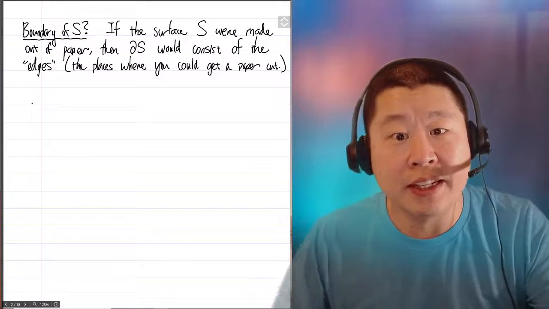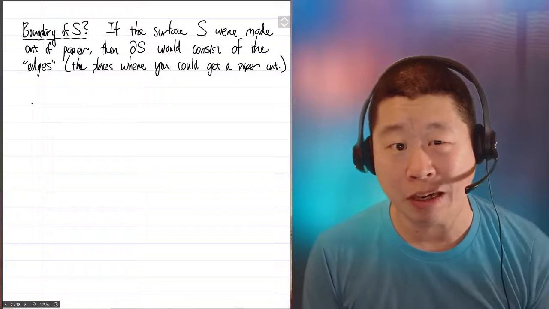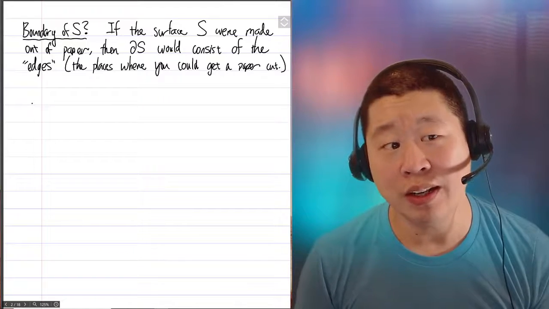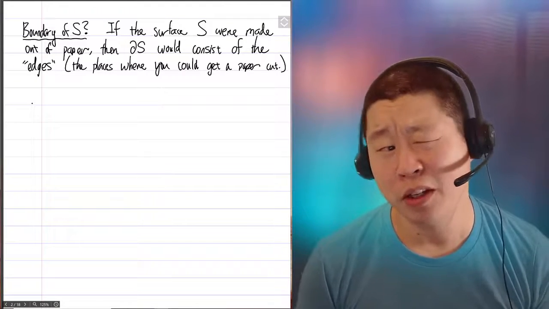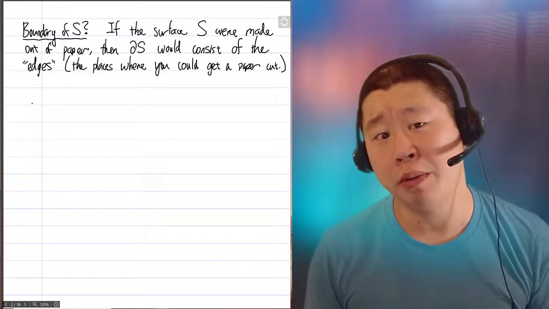Before we dig into examples of Stokes' theorem, there are two things that we should really clear up. One is, what do we really mean by boundary of a surface? And then second, this compatible or positive orientation. So let's start with this boundary business first.